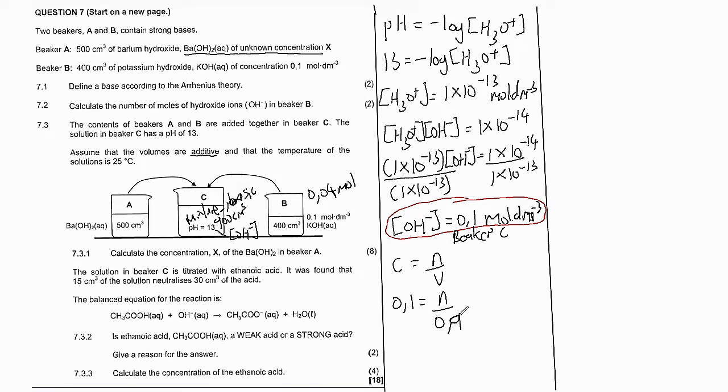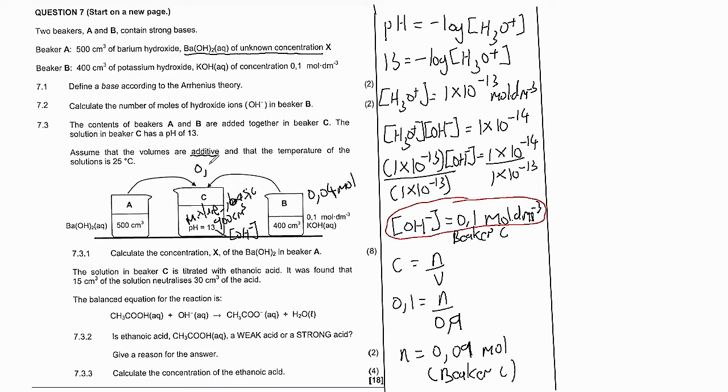Now the 0.9, you understand it's from 500 plus 400. 900 centimeter cubed divided by 1,000, that's 0.9 dm cubed. Now when you cross multiply, you have 0.09 mole. So these are the number of moles in beaker C, right? So it's very important that you follow through here in beaker C.